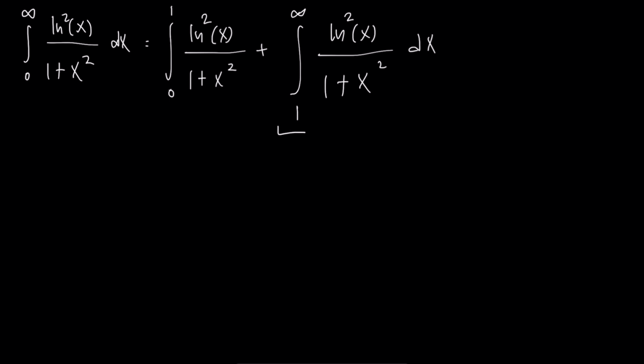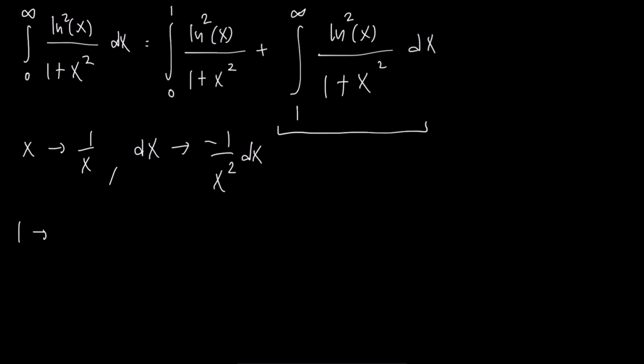And for this integral, we'll make a transformation. So we'll go from x to 1 over x, which means that dx goes to minus 1 over x squared dx, and that 1 goes to 1, and infinity goes to 1 over infinity, which approaches 0. So the bounds are from 1 to 0.